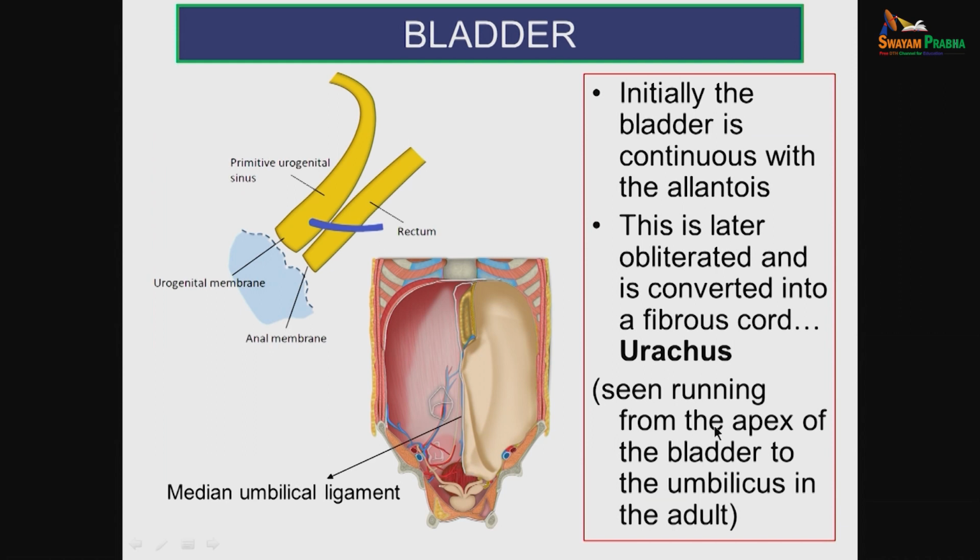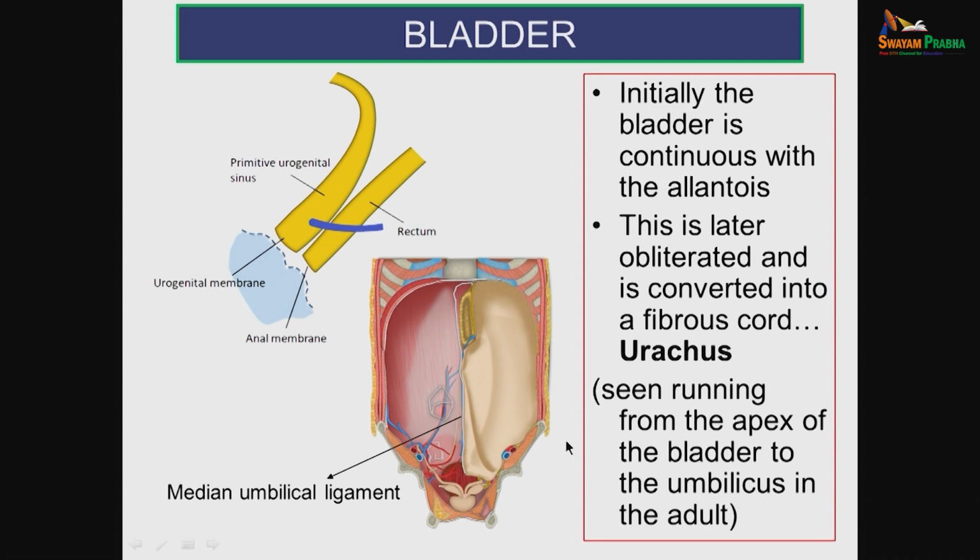Having said this, we have already mentioned that the bladder is continuous with the allantois. So, this gets obliterated and is converted into a fibrous cord which is called the urachus. In adults, it is seen running from the apex of the bladder to the umbilicus. This is called the median umbilical ligament in the adults.